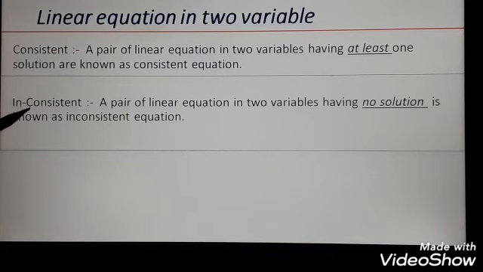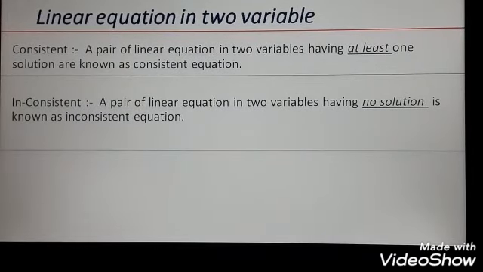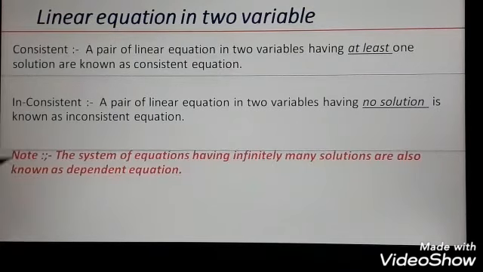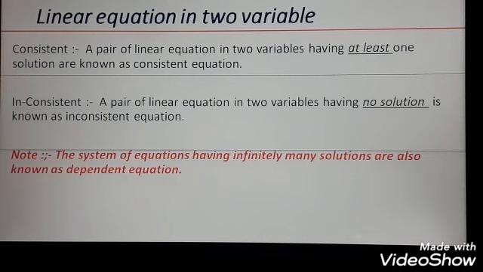Inconsistent: a pair of linear equations in two variables having no solution is known as inconsistent equations. So the parallel lines or no solution come under this category. Now there is one more term which is used in the textbook, that is, the system of equations having infinitely many solutions are known as dependent equations. So remember about the dependent equations having infinitely many solutions. So let's study a few applications of the types of solutions which we studied in the flowchart.